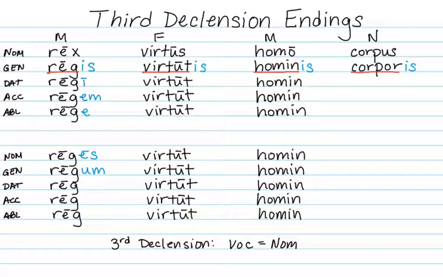Do not confuse this with the accusative singular of the second declension. You must remember whether a noun is of the third declension or the second declension in order to be able to determine whether the ending is genitive plural or accusative singular. Dative plural is regibus, accusative plural reges, and ablative plural regibus. We'll add these same endings to virtus and homo.